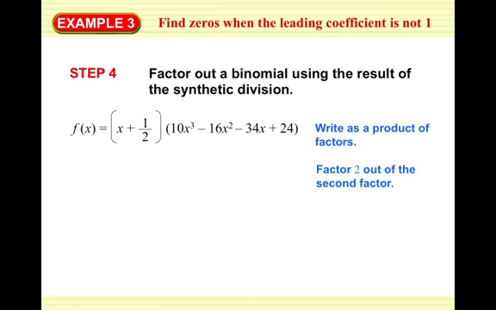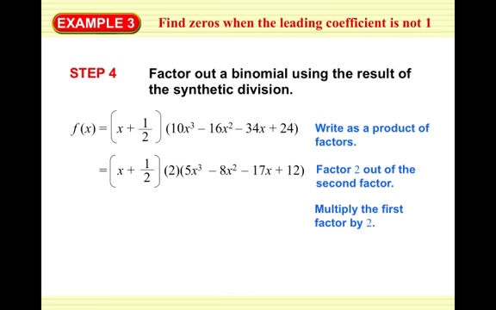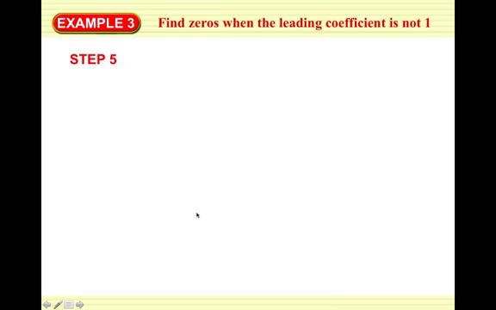All right, now one thing that would be nice is since all of these are even, we can make our life easier by factoring out a 2 and then actually incorporating it. So we have x plus 1/2 times 2 times 5x cubed minus 8x squared minus 17x plus 12. And we can actually absorb this 2 by distributing it into the first factor here, the x plus 1/2, the binomial. So we'll have 2x plus 1, since 1/2 times 2 is 1, and then we've got our times 5x cubed minus 8x squared minus 17x plus 12.